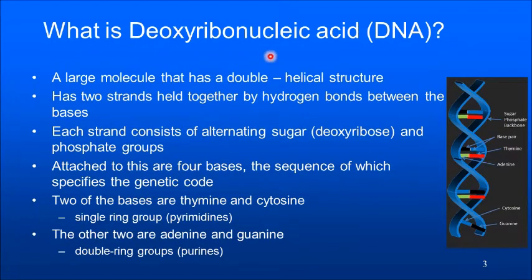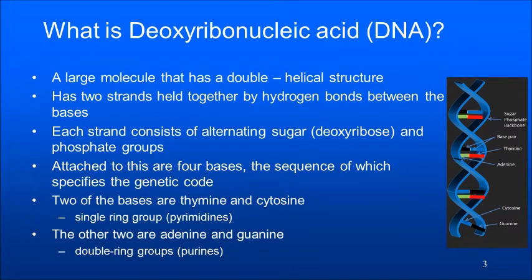What is deoxyribonucleic acid, the DNA? One has to understand this to understand the radiation effects. DNA is a large molecule that has a double helical structure, as you can see in this picture, with two strands held together by hydrogen bonds between the bases. Each strand consists of alternating sugar, deoxyribose, and phosphate groups. Attached to these are four bases, the sequence of which specifies the genetic code.